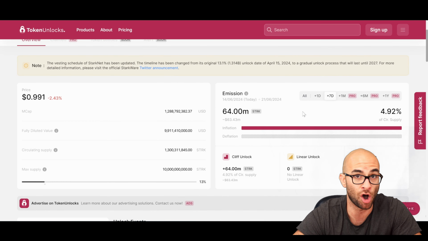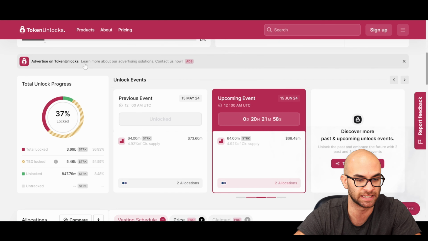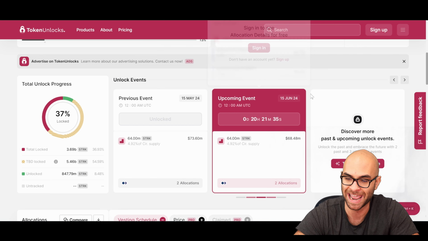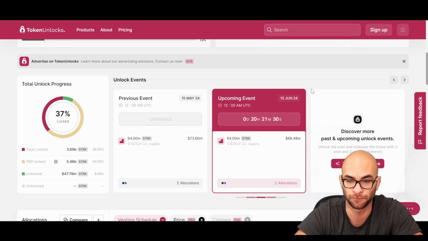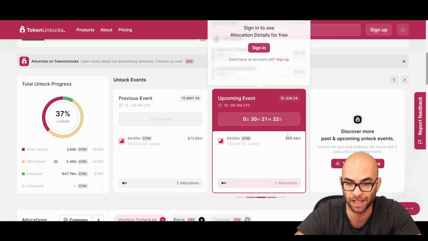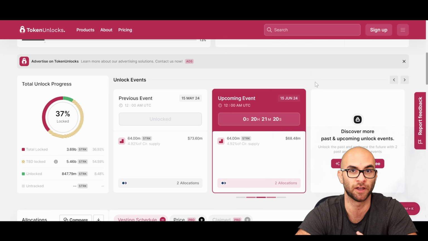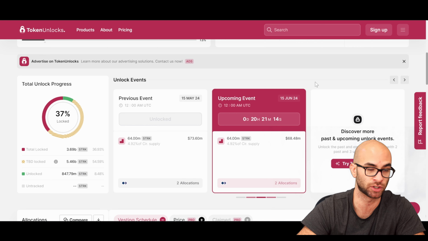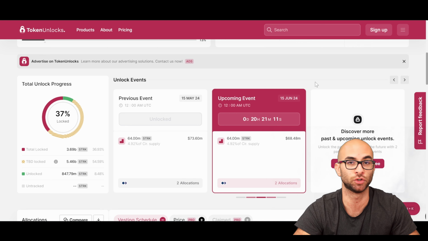They do have a paywall on some of this information, but then you can see the actual current locked progress. Where StarkNet, for example, you can see that only 8.5% of the tokens are currently unlocked, with most of the tokens still being locked, which means a lot of emissions are going to come in. And the next unlock event is actually June 15th, which is tomorrow, where they're going to release another 4.92% of the actual circulating supply, or about $68 million worth of additional tokens at current market value. So it's really important to pay attention to these different token unlocks because, like I said, it can have a huge impact on the price.